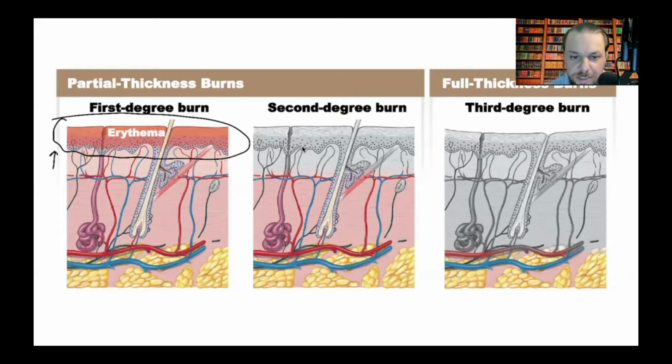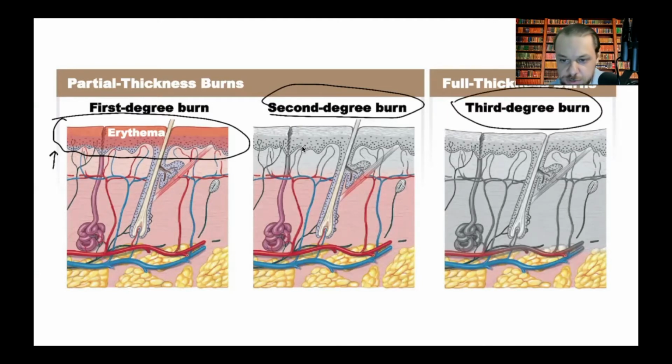As the burn severity increases, you go down into your dermis, and even further down into your subcutaneous fat, and the extent and severity of the burn is certainly much worse. With a second degree burn, one of the hallmarks is blister formation, and it affects the hair follicles, and some nerve endings may also get affected. The third degree burn goes even deeper, to the subcutaneous tissue, and affects the arterial supply here.